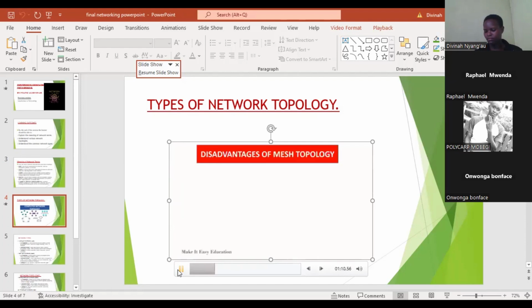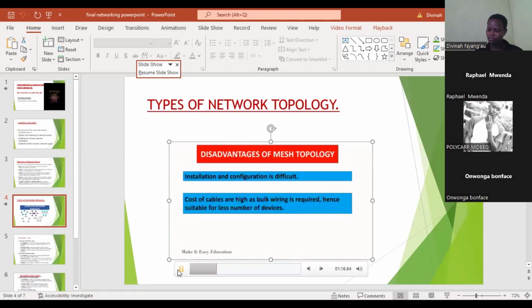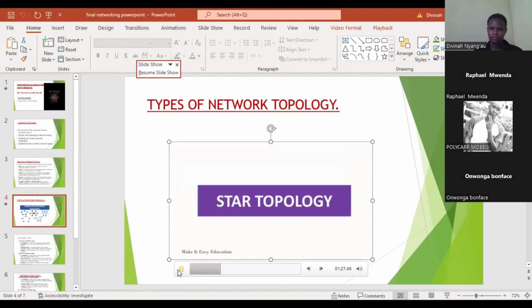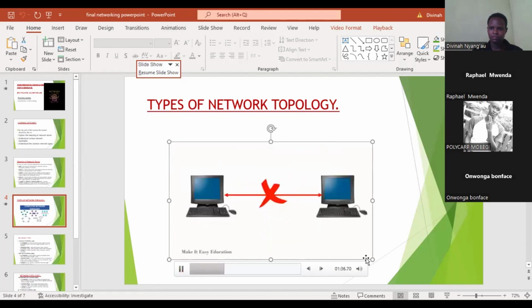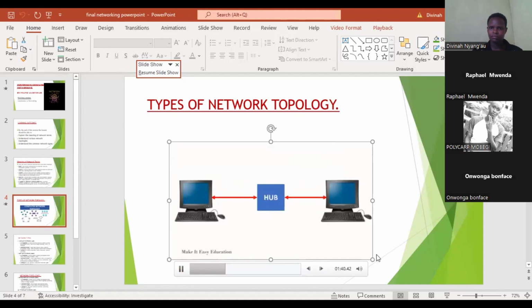Disadvantages of mesh topology. Installation and configuration is difficult. Cost of cables are high, as bulk wiring is required, hence suitable for less number of devices. Cost of maintenance is high. Star topology. In star topology, each device in the network is connected to a central device called hub. The devices can't communicate directly. They can communicate with other devices through the hub.